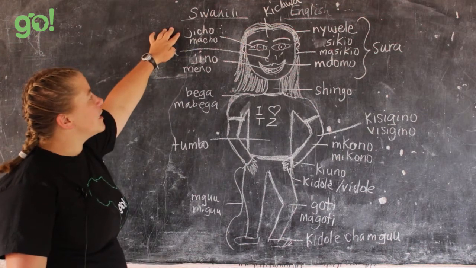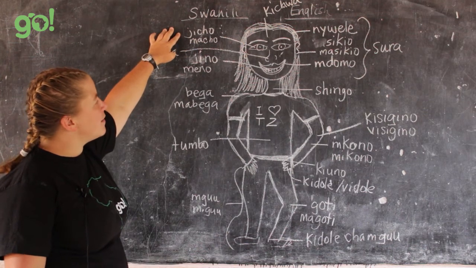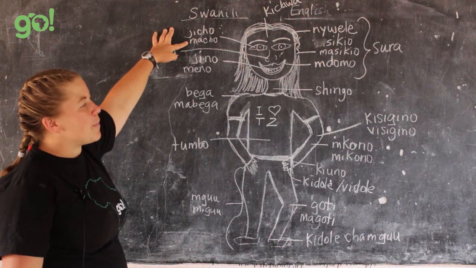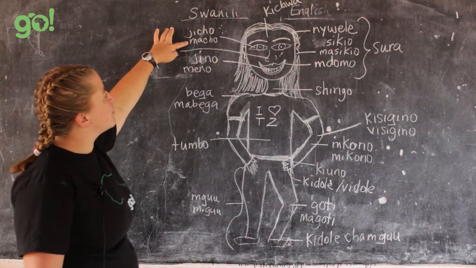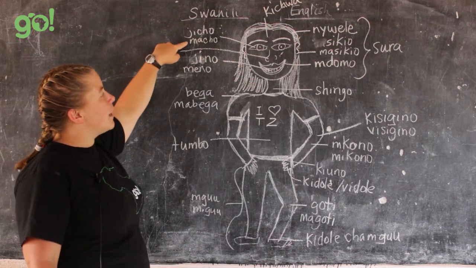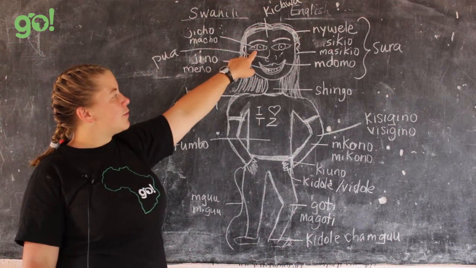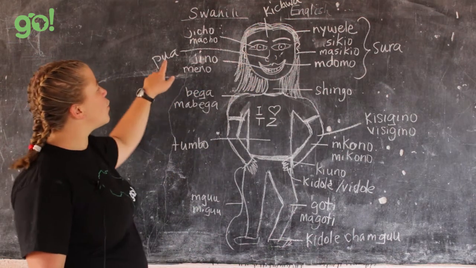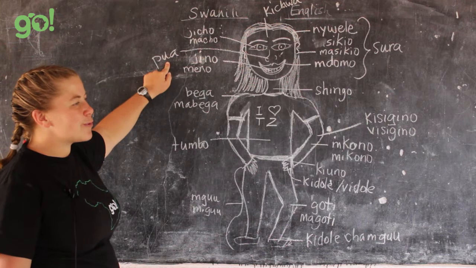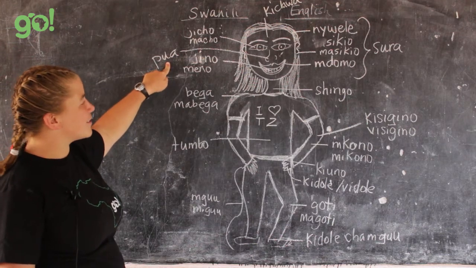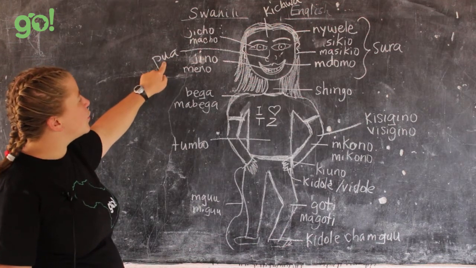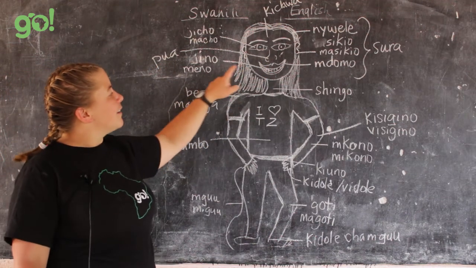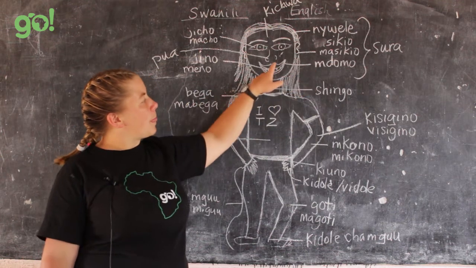Jicho is one. Macho is many. Macho is the word used for plural. Jicho, macho. Next part is puah. There's no plural for puah. It's just the same word whether it's one or you're talking about many. Puah is nose.